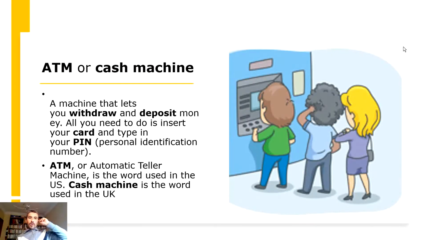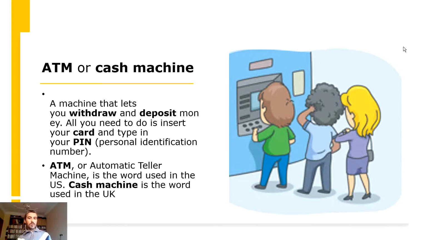The ATM or a cash machine. When the banks are closed, you just go to the ATM. It's a machine from where you can get the money that you need. You can withdraw money, or you can even deposit money. So if the bank is closed and you want to put money in your account, you can go to the ATM and put money there.